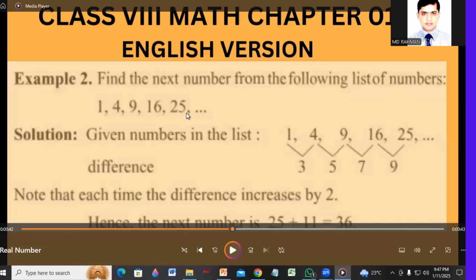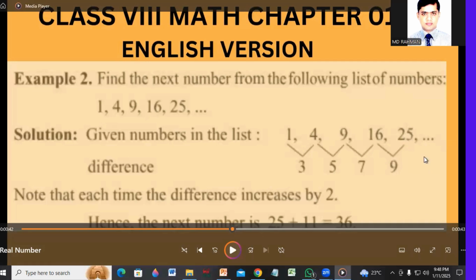Now we can find out the gap. 4 minus 1 equal to 3, right? 9 minus 4 equal to 5. 16 minus 9 equal to 7. If you look at this, you will see that these gaps have a common difference of 2. 3 plus 2 equal to 5, 5 plus 2 equal to 7, 7 plus 2 equal to 9. Now you can add this: 1 plus 3 equal to 4, 4 plus 5 equal to 9, 9 plus 7 equal to 16, 16 plus 9 equal to 25.